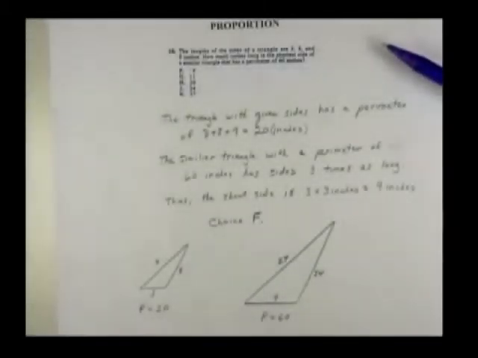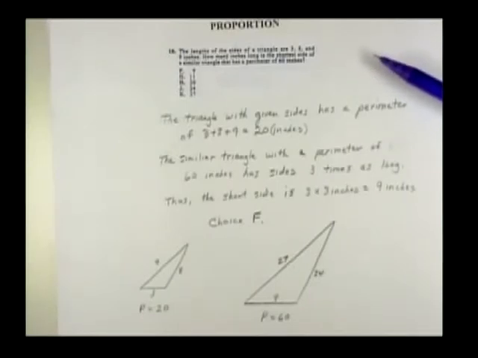The lengths of the sides of a triangle are 3, 8, and 9 inches. How many inches long is the shortest side of a similar triangle that has a perimeter of 60 inches?